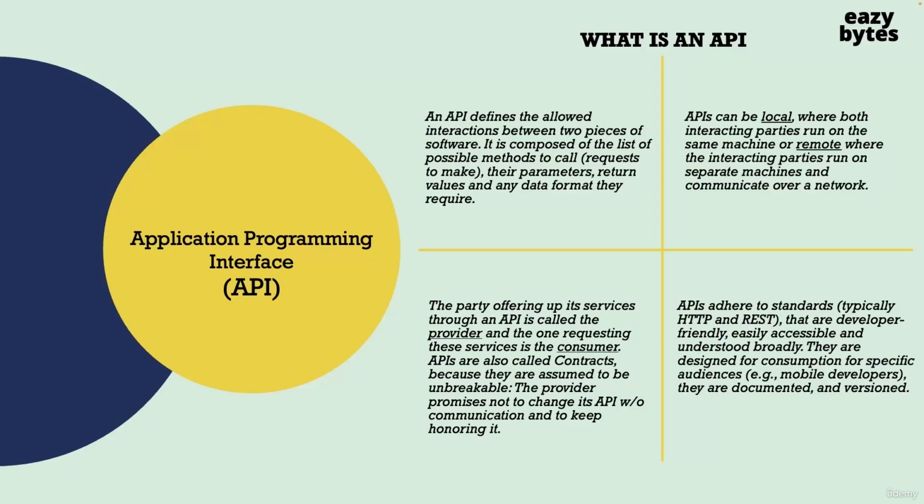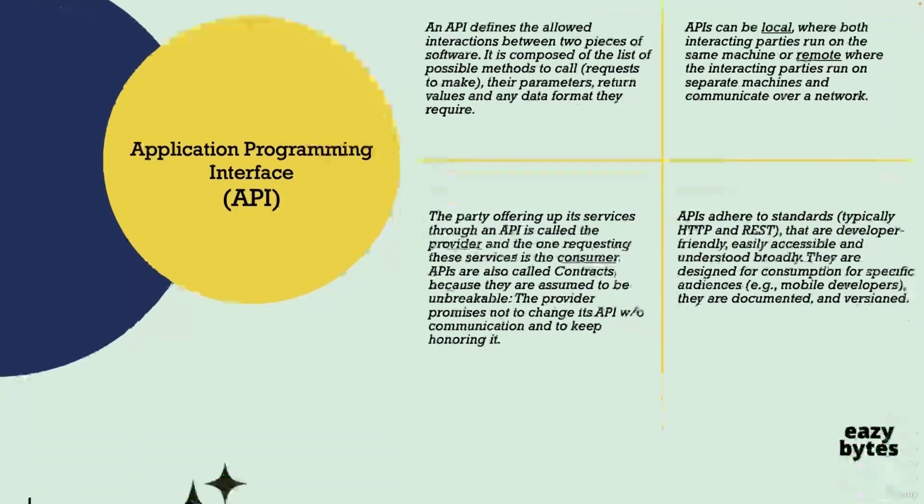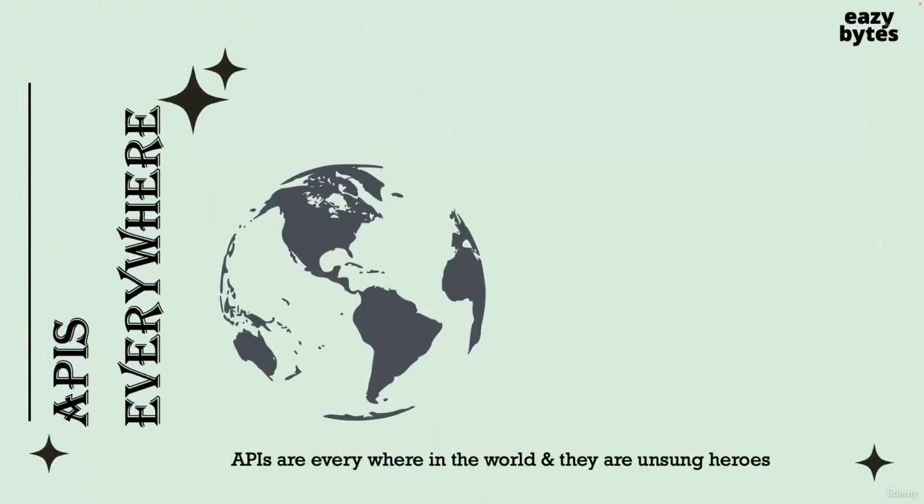So this is all the definition of API, and you may ask me a question here. Could you please provide me some real-time examples where these APIs are being used extensively? For that, I would say APIs are everywhere. Wherever you go, you can see APIs.